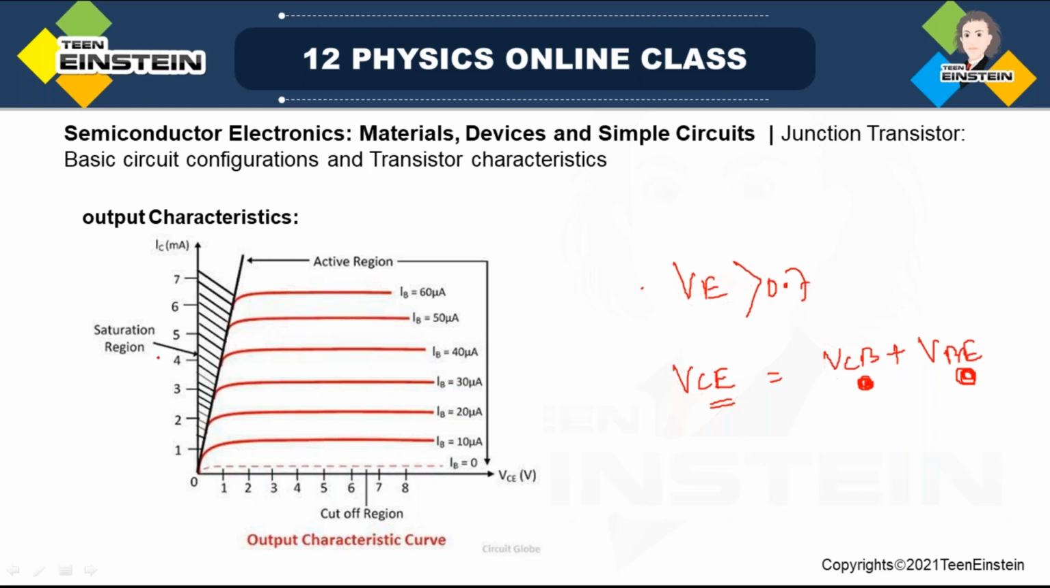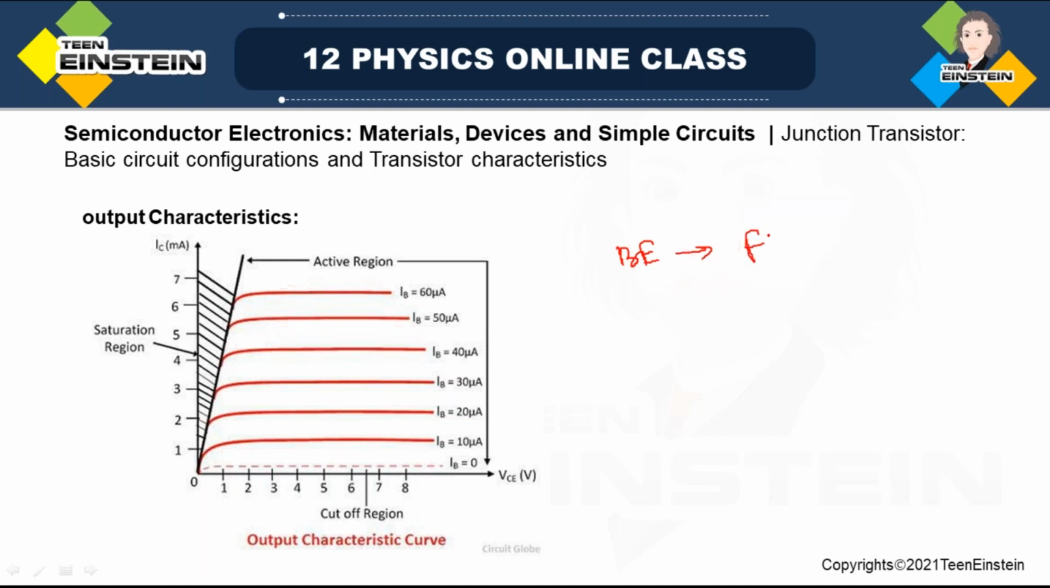Therefore the input BE junction will be forward bias and the collector-emitter junction will be reverse bias. In this situation, the current IC gets an almost constant value, but with increased values compared to 10 microampere. With 20 microampere base current, you will have a greater IC value, but in this region it will be almost constant. So this region is called the active region. In the active region, the base-emitter input junction is forward bias and the output junction is reverse bias.